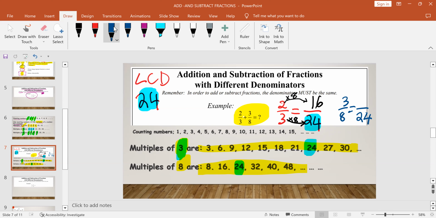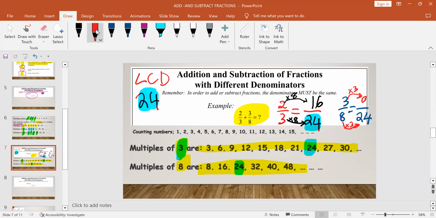And the reason is this. We have 8 multiplied by 3 to get 24. So we do the same thing on top. We take a 3, we multiply by 3, and 3 times 3 is 9. Therefore, 3 over 8 is the same as 9 over 24.